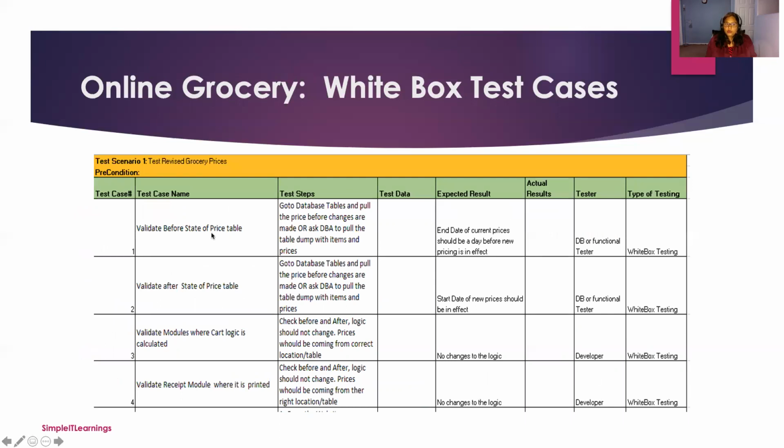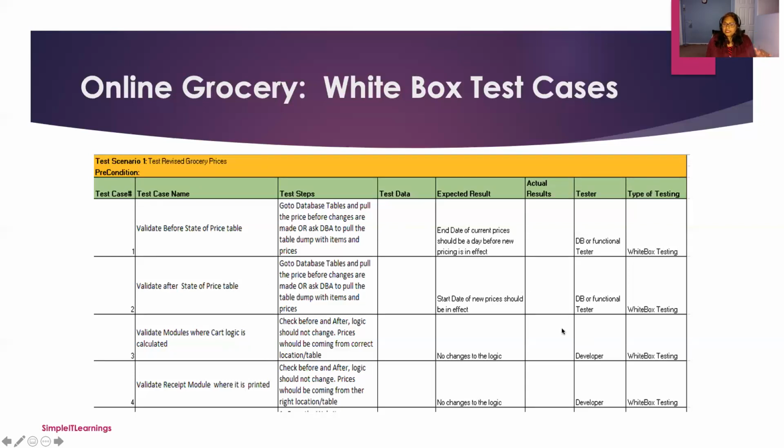So what I can do is validate a price in the same table before the change happened and after the change happened, and validate the modules where cart logic is calculated, to check that nothing has changed there, before and after. The same thing applies to the printing module.